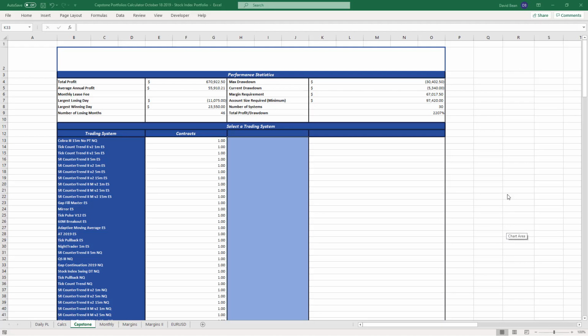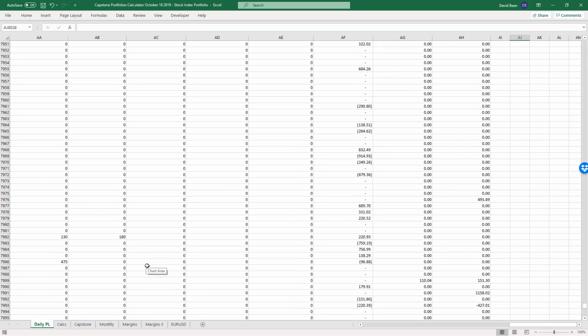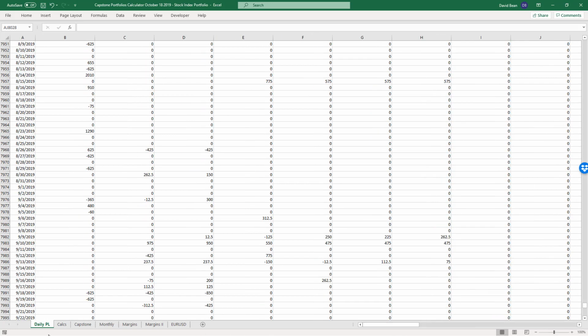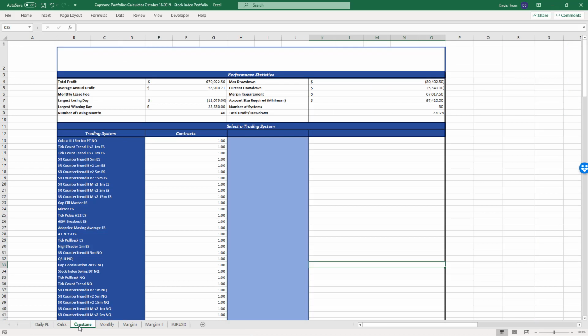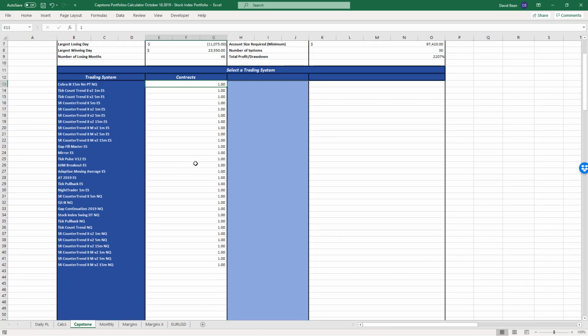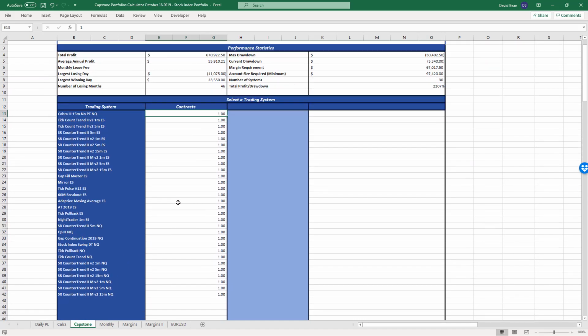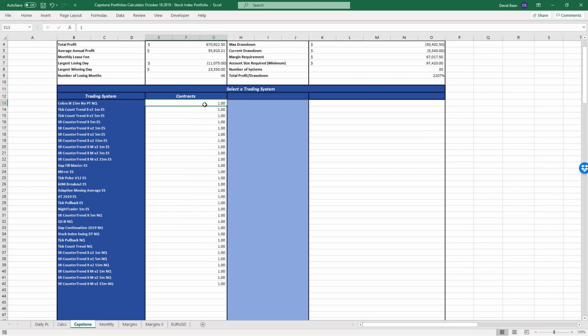So here's my portfolio calculator in Microsoft Excel. I've exported all the data. You see the daily P&L data has been exported, and it takes some time to set this up. And here is the calculator section. And so you see one contract of each strategy. I'm in the process of rebuilding and adding all the strategies back. But right now I have the ones in the stock index portfolio. So you see one contract of each strategy.